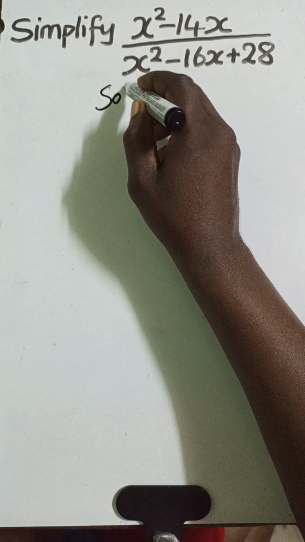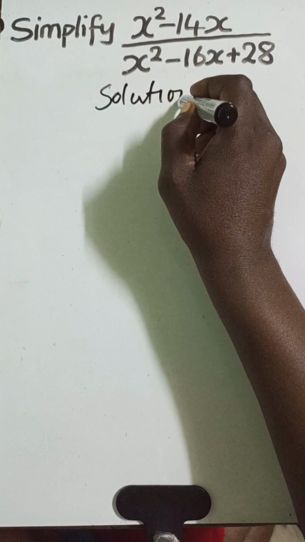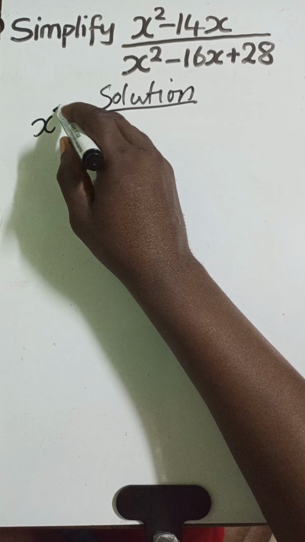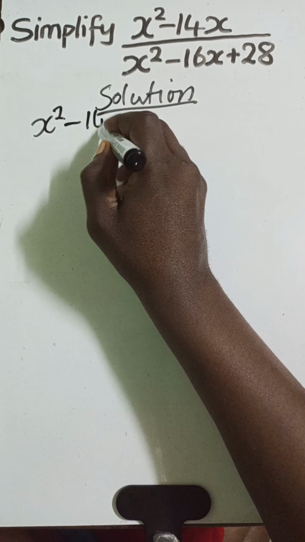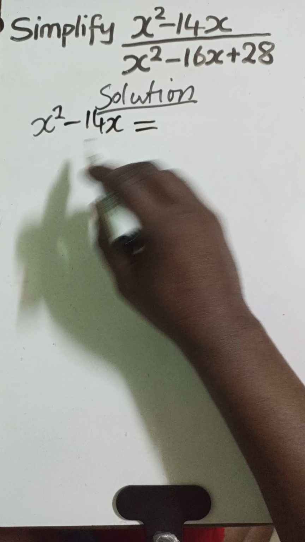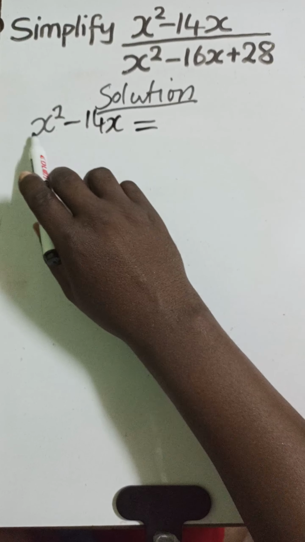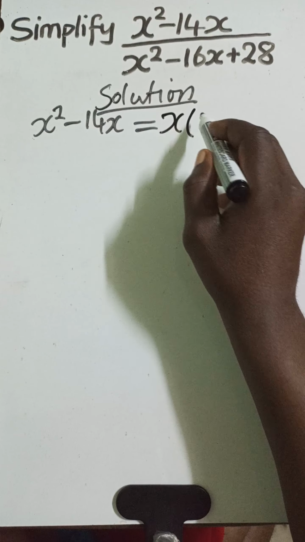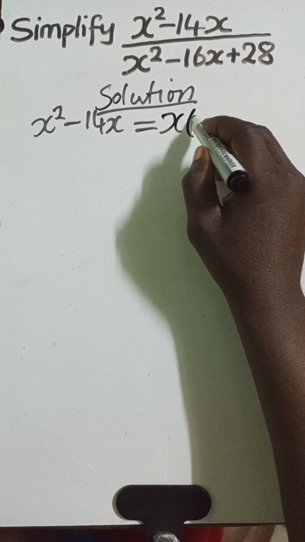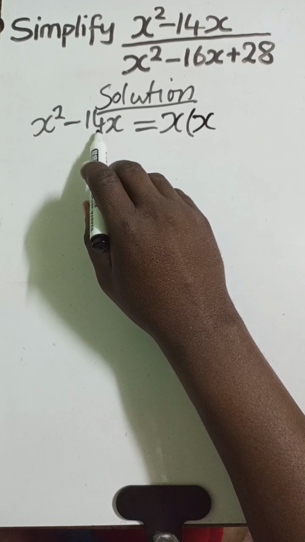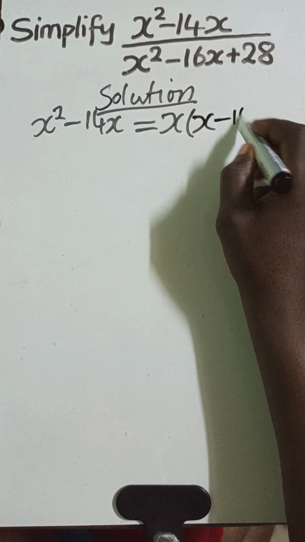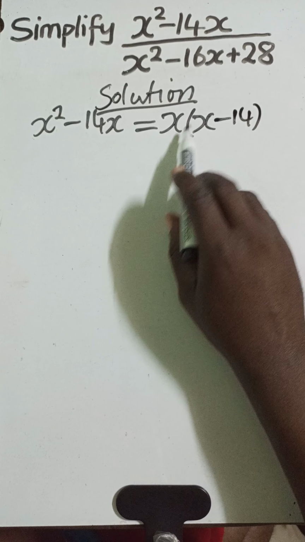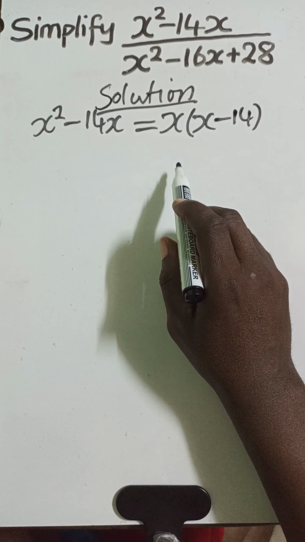It can be simplified using factorization methods. We start by factorizing the numerator. This numerator, if we look at it, we see in both terms that x is common. So we bring out x. When we take out x from here, we are left with 1x. When we take out x from here, we are left with negative 14. So this expression factorizes into x(x minus 14).